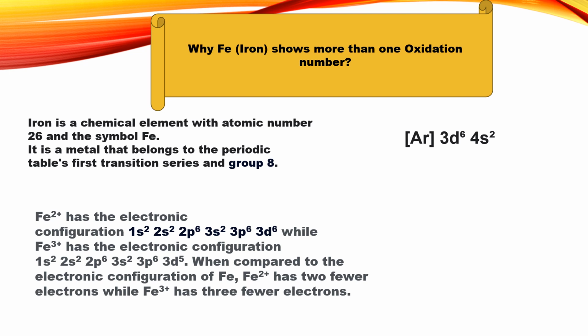So when we compare Fe plus 2 and Fe plus 3, there are 2 fewer electrons in Fe plus 2, and in Fe plus 3 there are 3 fewer electrons. So in this way we got to know why iron shows more than one oxidation number. First, it is a metal, that's why it shows a positive oxidation number, and second, it is a transition metal, that's why it shows more than one oxidation number, because these elements have variable valence shells. Okay, they have more than one valency. So as we know, iron shows valencies of 2, 3 and 7 also.